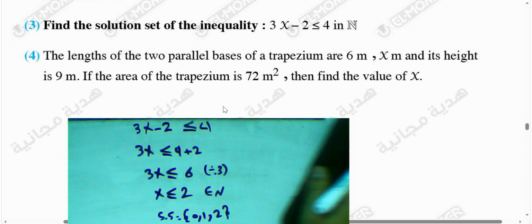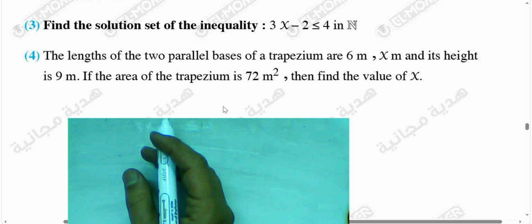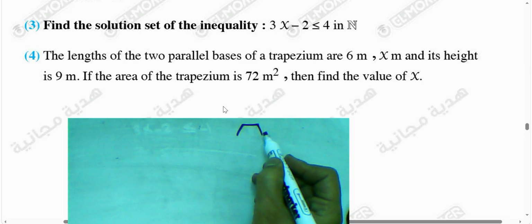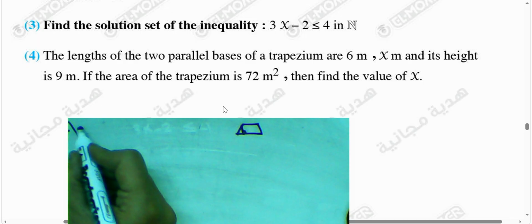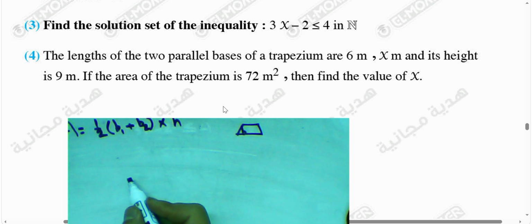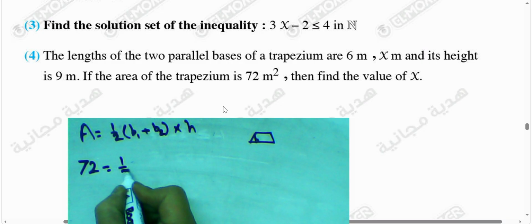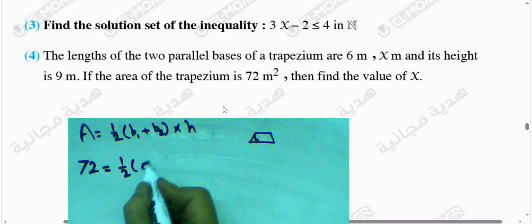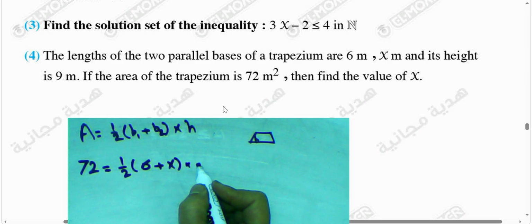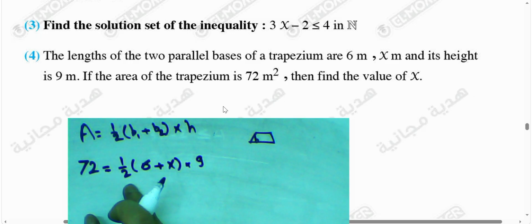If the lengths of the two parallel sides of a trapezium are 6 and x, the height is 9 and the area is 72, find the value of x. Okay, we have a trapezium here. We know the area of a trapezium is half the sum of the two bases, base 1 and base 2, times the height. The area was 72. So 72 equals half times the sum of the bases times the height. The height was 9. 2 times 72, we cancel the half by multiplying by 2. 2 times 2 is 4, 2 times 7 is 14.